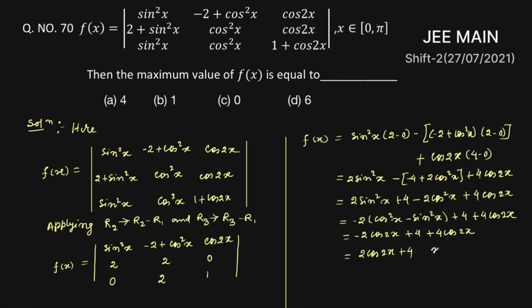So when x belongs to 0 to pi, the maximum value of cos 2x we will get is 1. Then this is equal to 2 into 1 plus 4, which is equal to 6. So 6 is our answer. Option number D is our correct option.